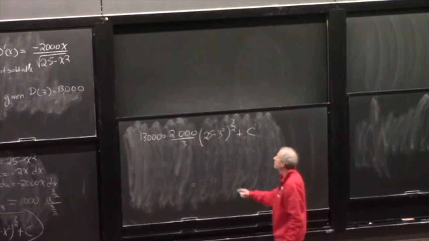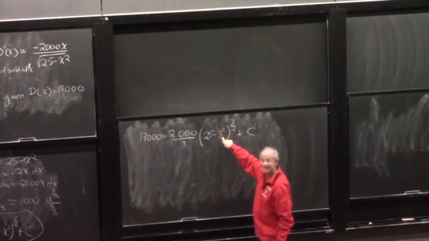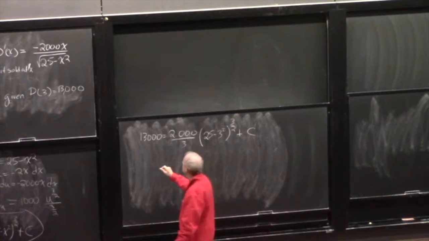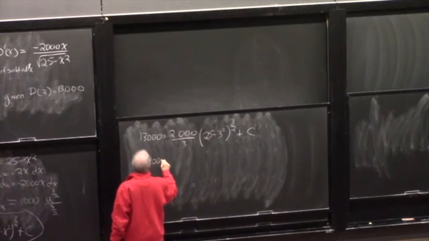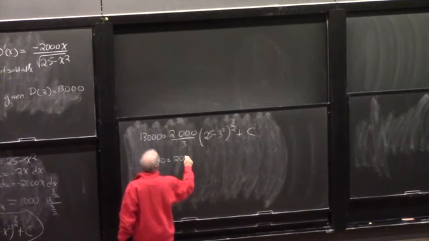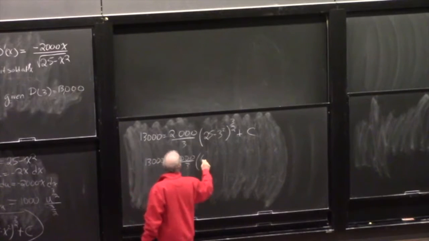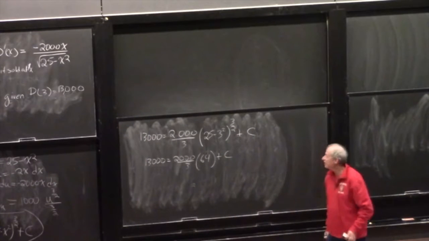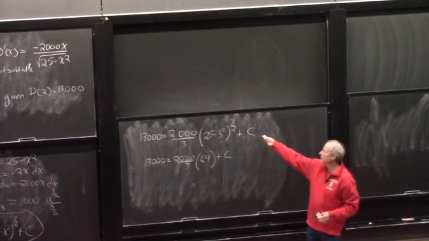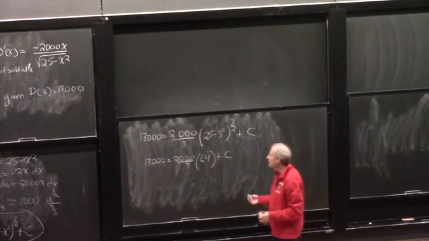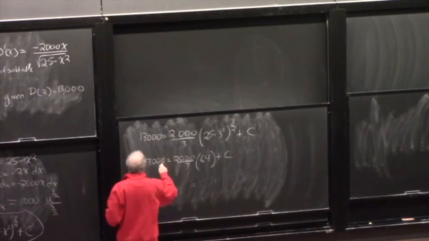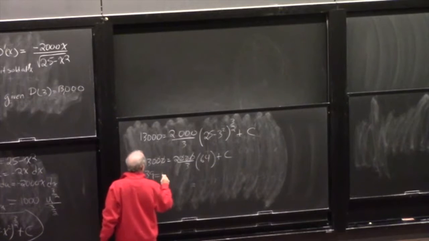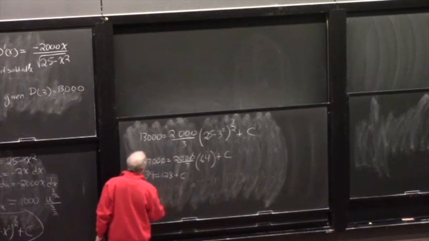All right. 25 minus 9 is 16. Square root of 16 is 4. 4 cubed is 64. You get 13,000 equals 2,000 over 3 times 64 plus a constant. If I were to give you a problem that looked like this in the final, getting to about here is good enough. I'd give you easier numbers.